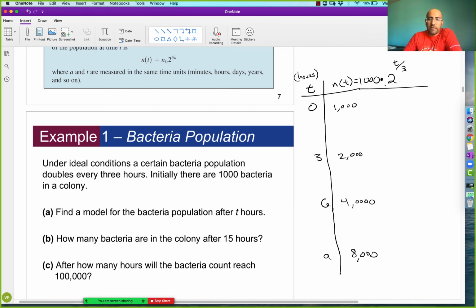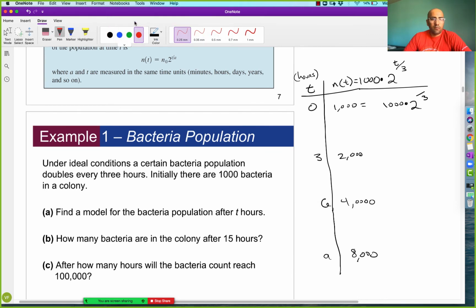Notice what happens when t goes into each of these. It turns out that it made sense. 1,000 was the result of 1,000 times 2 to the power of blank over 3. And that blank was a 0. 0 divided by 3 is 0, and 2 to the 0 power is 1. So at t equals 0, this whole term just becomes a giant 1, which is how we get 1,000. Okay, it matches that. So right now I'm just checking that this formula matches our intuitive idea of what the output should be for some easy whole number values.